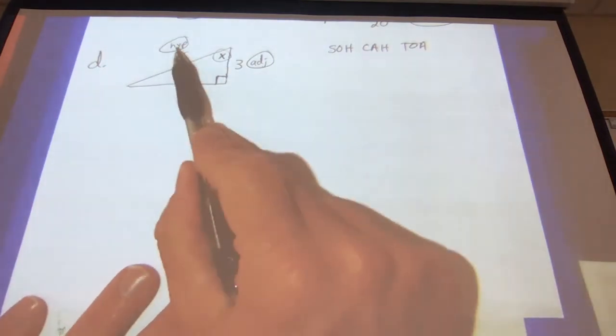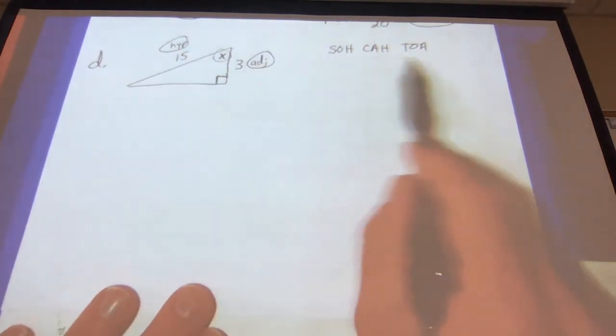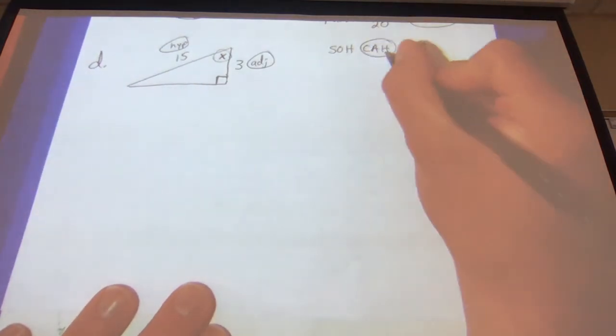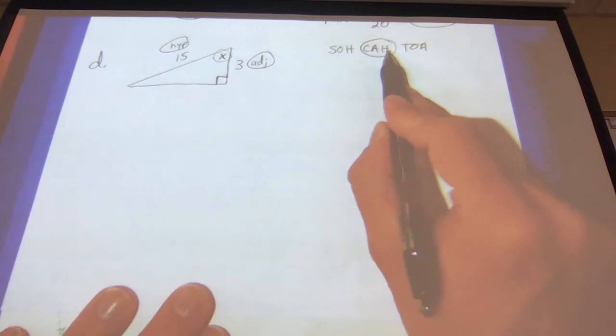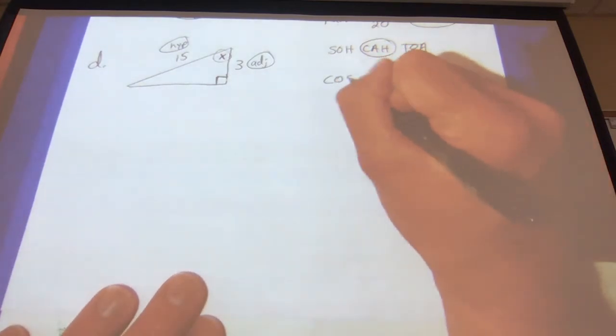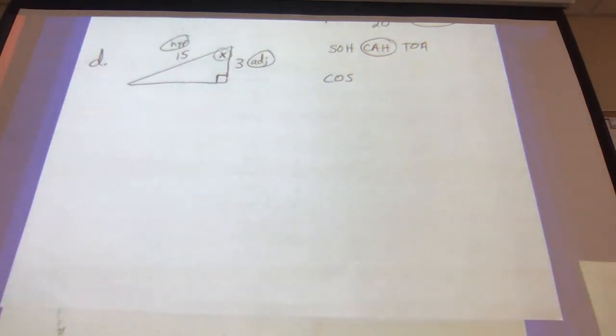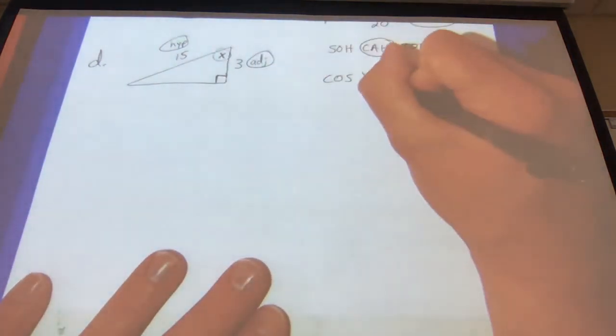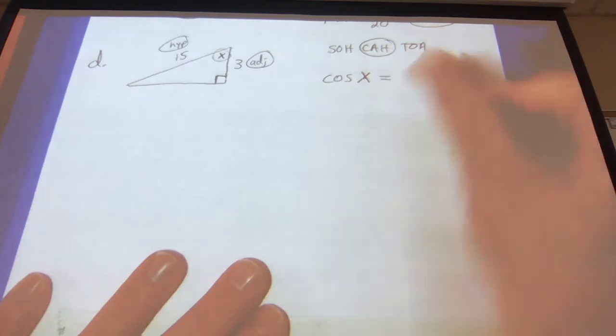SOHCAHTOA. We have hypotenuse and adjacent this time around. Which trig function uses hypotenuse and adjacent? Cosine. CAH stands for cosine, is adjacent over hypotenuse. So we need cosine, our abbreviation for that is COS. And behind the cosine always goes the angle. What's the angle this time around? X is your angle. So that's the variable we're going to solve for.